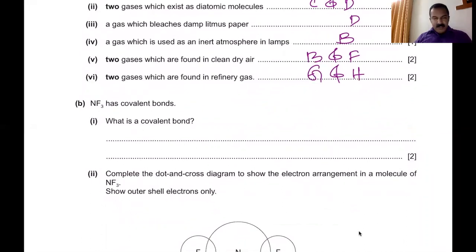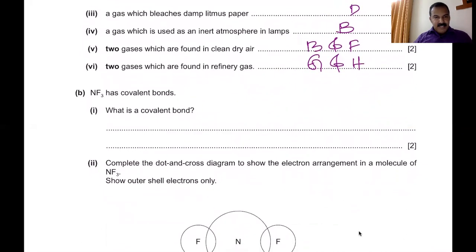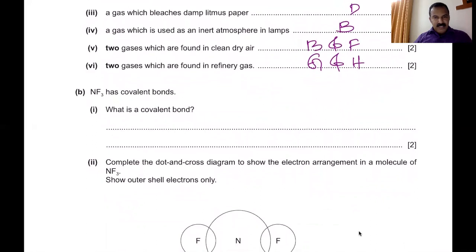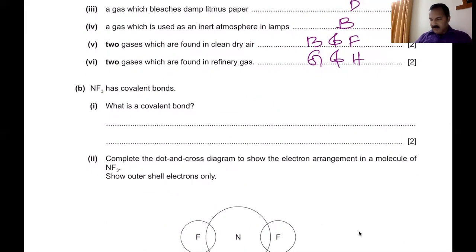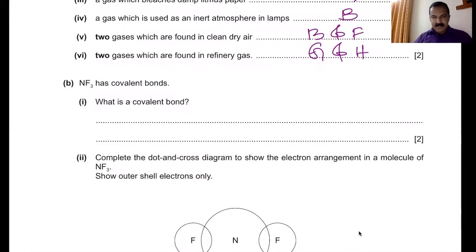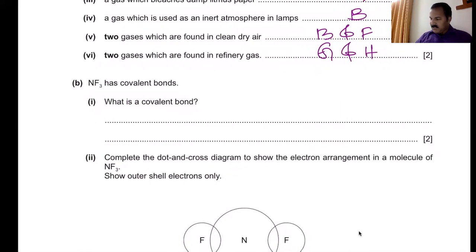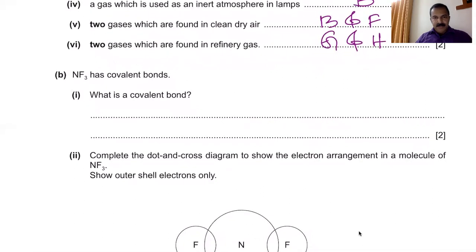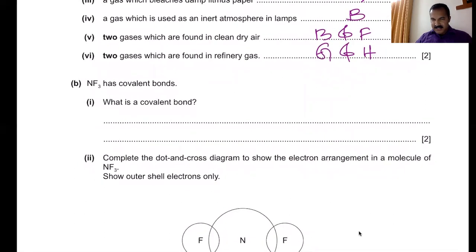Now let us see the next one. NF3 has covalent bonds. What is a covalent bond? It's a 2-mark question. So obviously if it is 2 marks, it has 2 valid marking points. The mark scheme will have 2 scoring points. A covalent bond is a chemical bond formed by a shared pair of electrons.